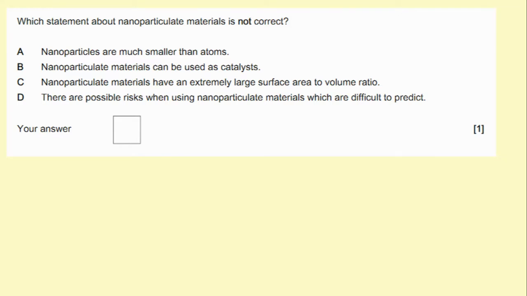Okay, so which statement about particulate materials is not correct? So pause the video and just record your answers A, B, C, or D. Okay, so hopefully we've correctly identified A. Nanoparticles can't be smaller than atoms because they contain more than one atom. So the only thing smaller than an atom are the subatomic particles. We can use nanoparticles as catalysts. They do have an extremely large surface area to volume ratio, and there are possible risks which are difficult to predict.